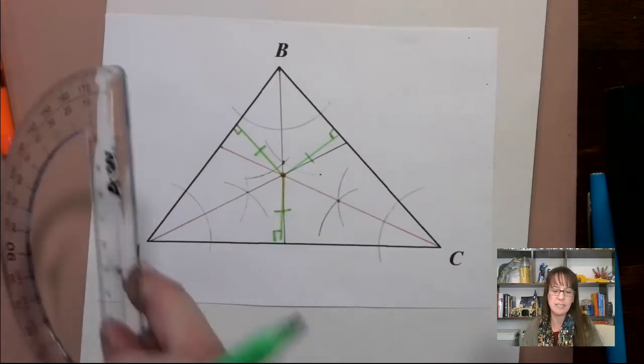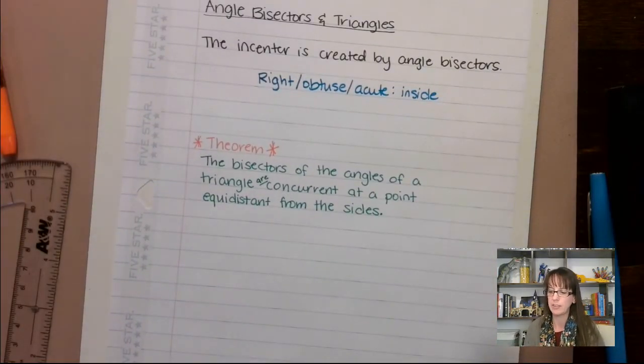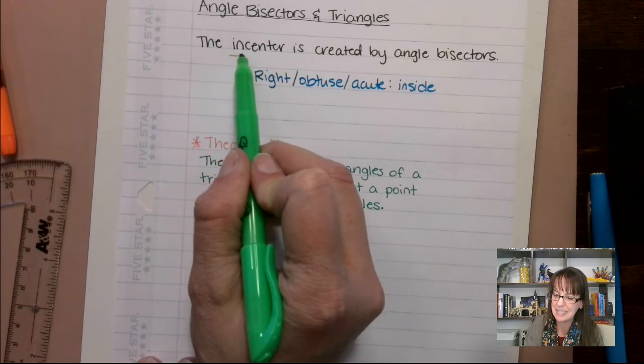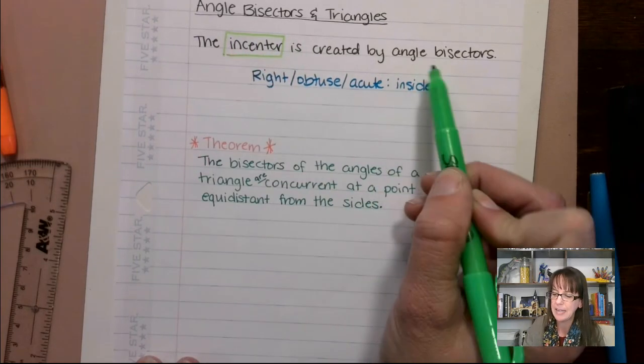Okay, so that's what this theorem is. Make sure that you notate that in your notebook, and remember that the magic word here is incenter. Incenter is created by angle bisectors.